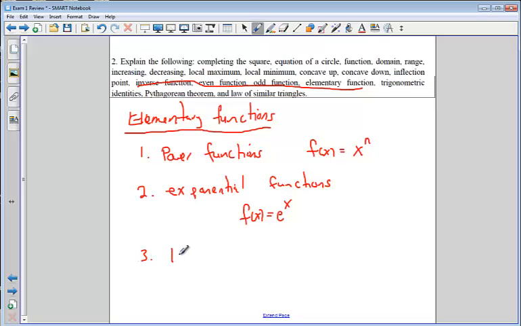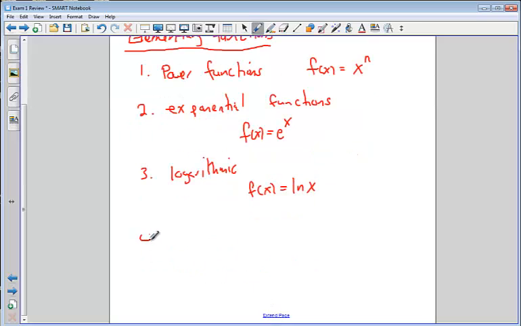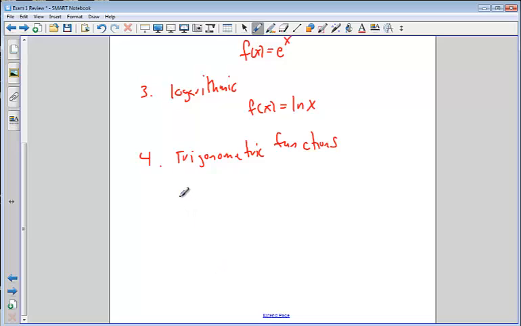And 3, we have logarithmic functions. And it turns out all we really need for this one is the natural log function, so f of x equal to ln of x. And then number 4, we have the trigonometric functions. These involve the cosine of x, the sine of x, the tan of x, which is really just the sine of x divided by the cosine of x.